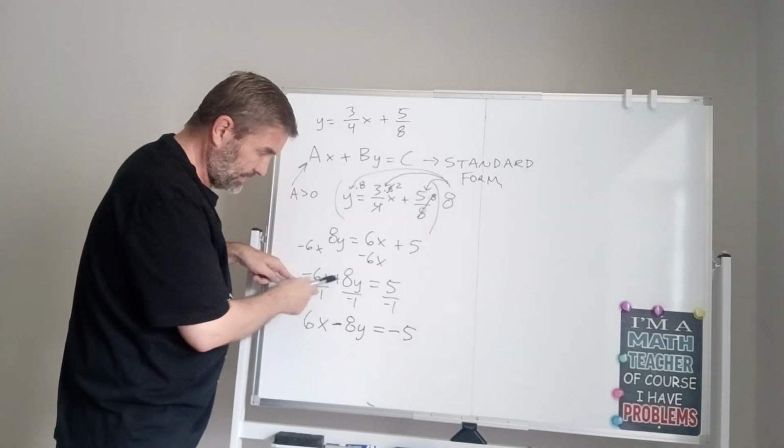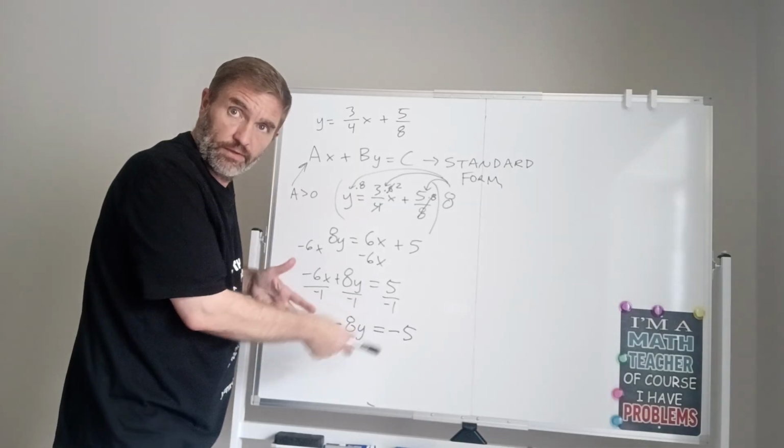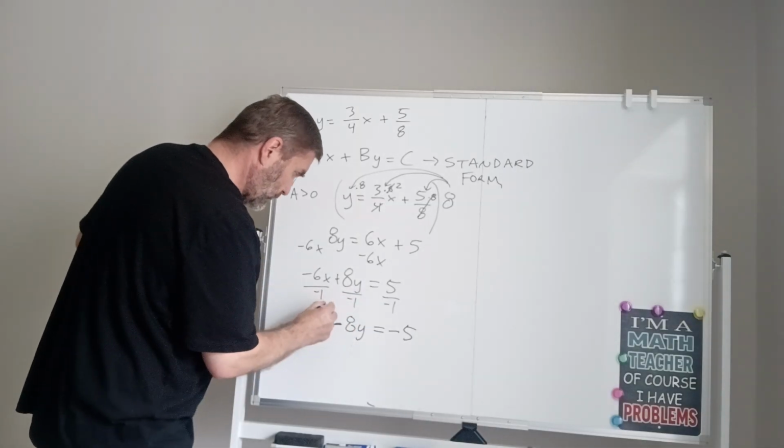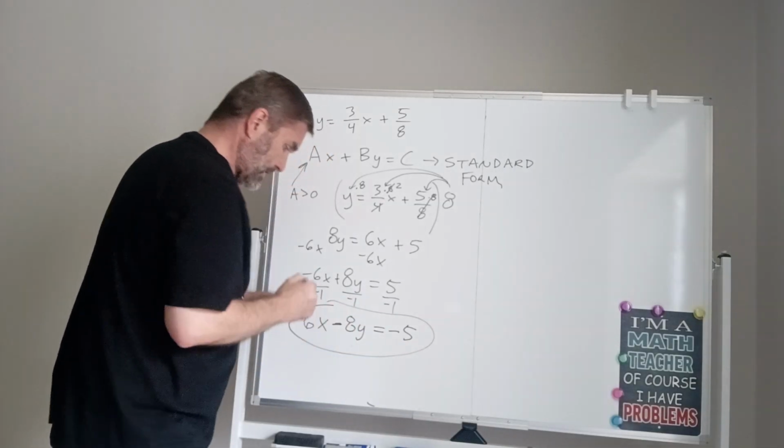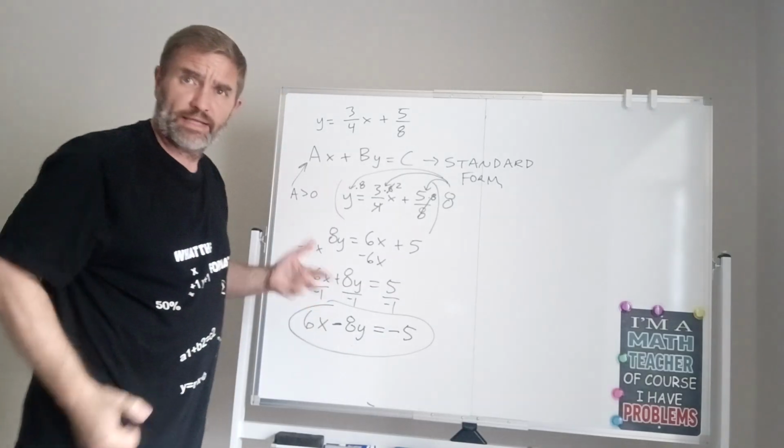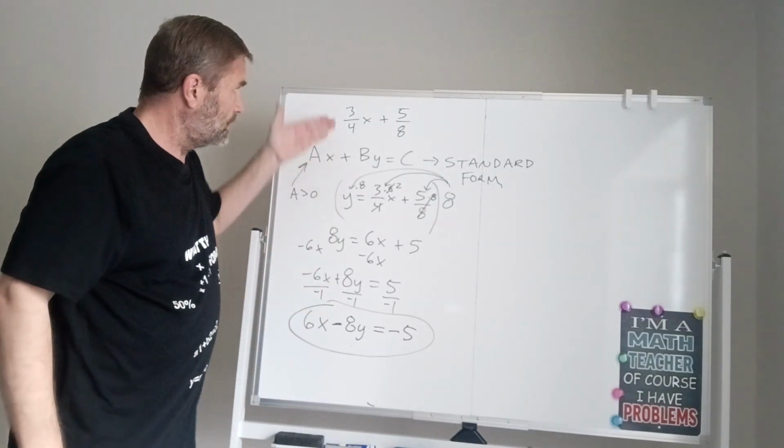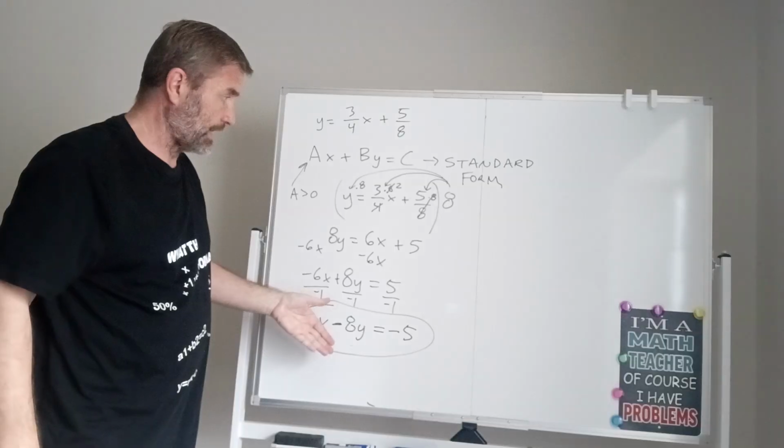If this changes sign, these two should also change sign. That's another way to think about it. Check it. And then here we go. That's our answer in standard form. Okay, so that's how you turn an equation in slope-intercept form to standard form.